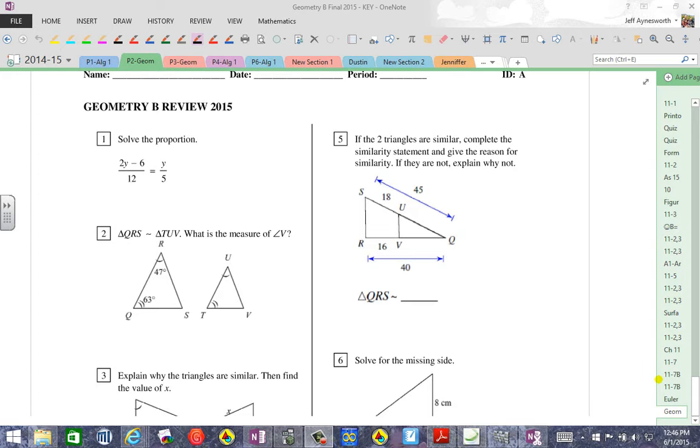Hey everybody, this is Mr. Ainsworth, and we're going to get into a Geometry B review. That means second semester geometry here. Going over a ton of problems, so there's like over 60, so we'll probably do this in multiple parts.